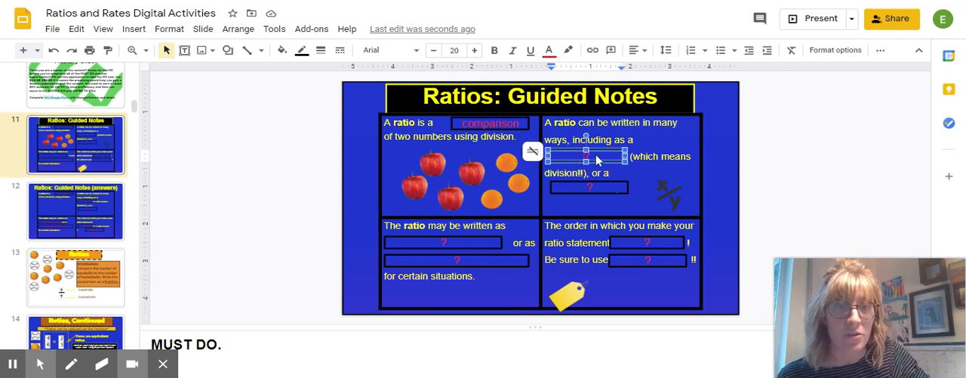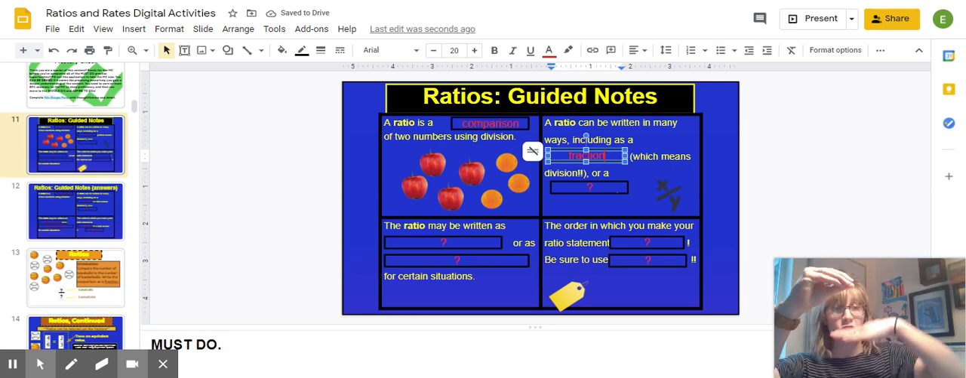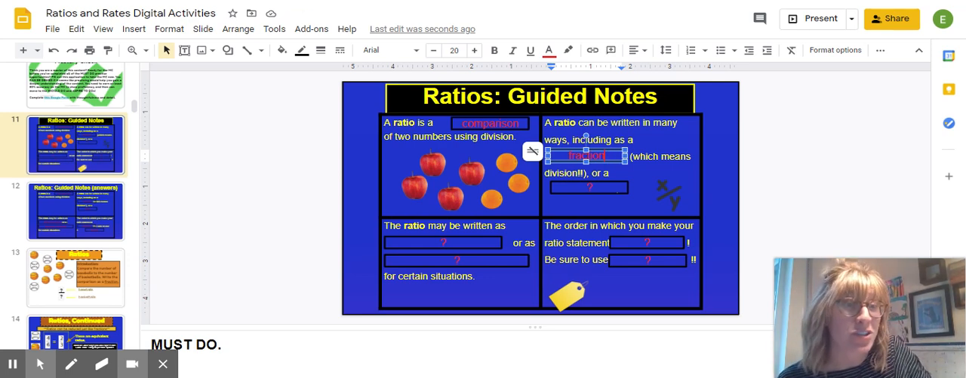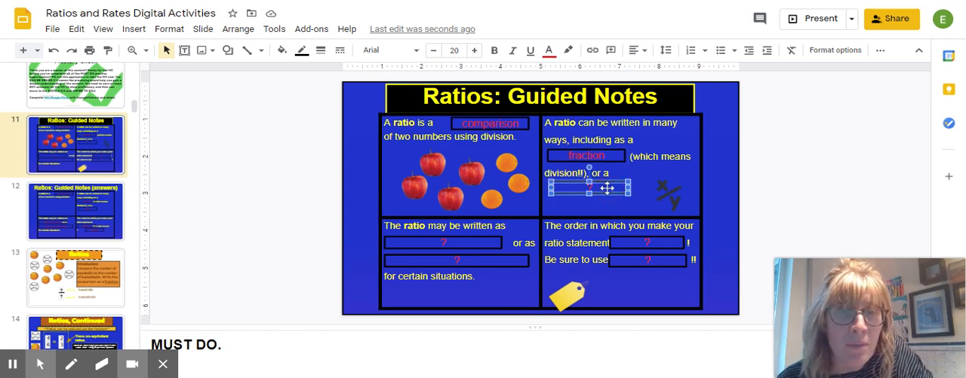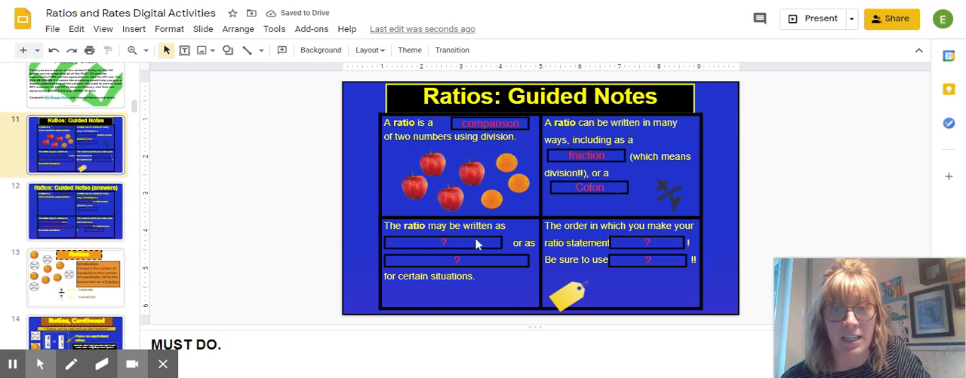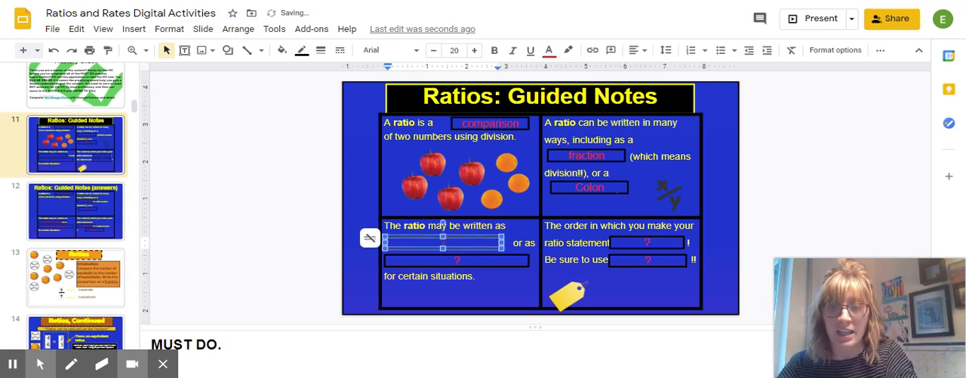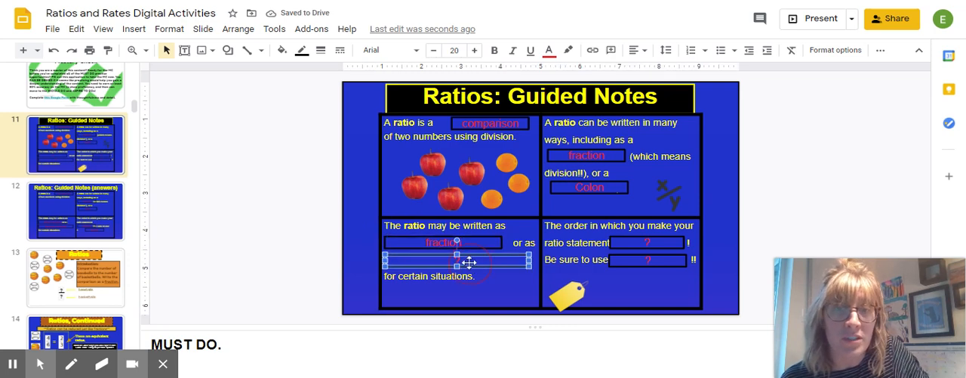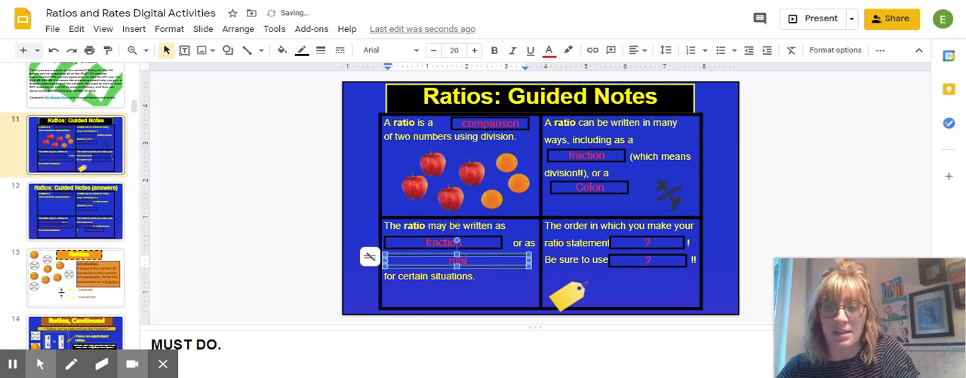If we click here, you can see a ratio written like a fraction, apples to oranges, because a fraction really means division, right? Or you might see it written very commonly using a colon. A colon is this symbol here, the two dots, comparison. A ratio can be written as a fraction, or for certain situations, you'll also see it written as a mixed number. Remember that a mixed number has some whole numbers and then some fractions left over.